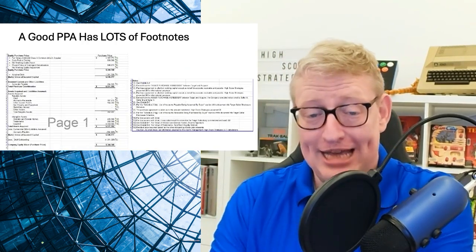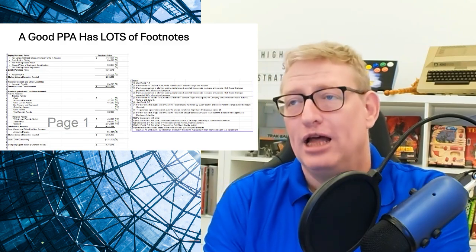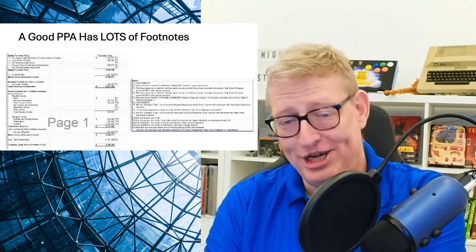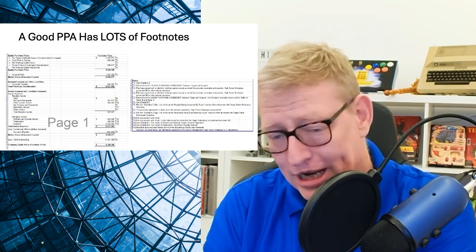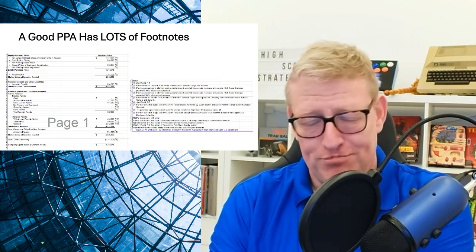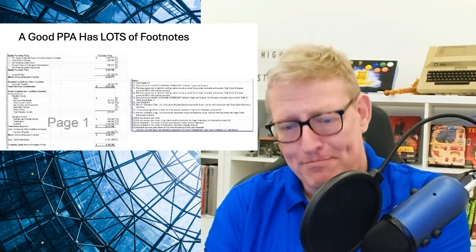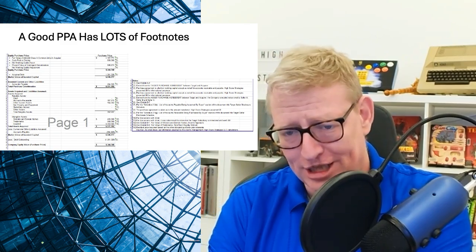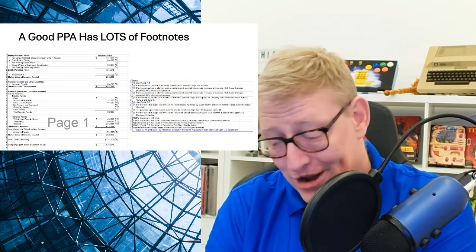A good PPA has lots of footnotes. A good purchase price allocation report should contain the same information as a 30-page narrative report. And you can accomplish that by just taking the time to put in footnotes. If you don't see a lot of footnotes, or the ones that you see appear to be very vague, ask your specialist to go back and add the footnotes. For every one of these assumptions, footnote them.